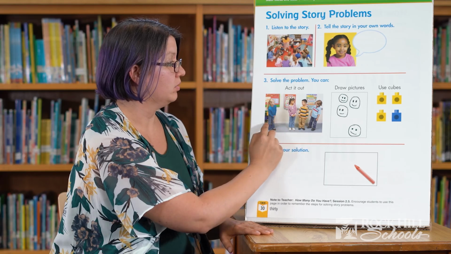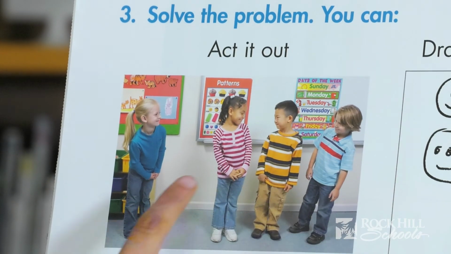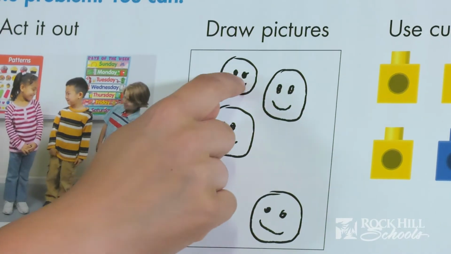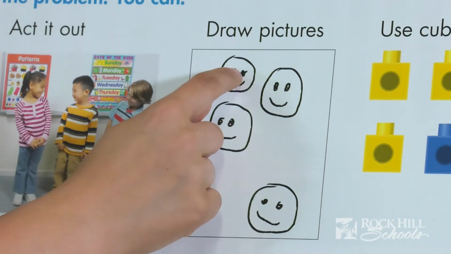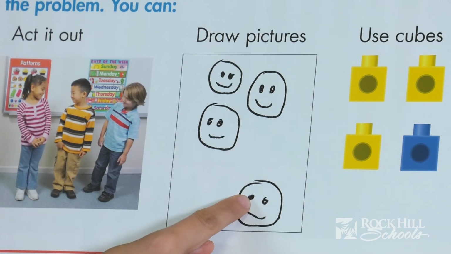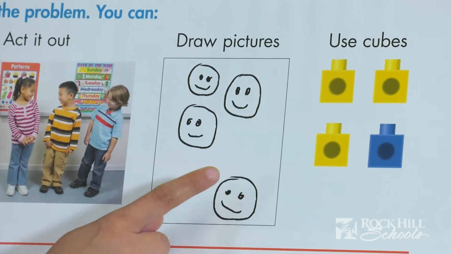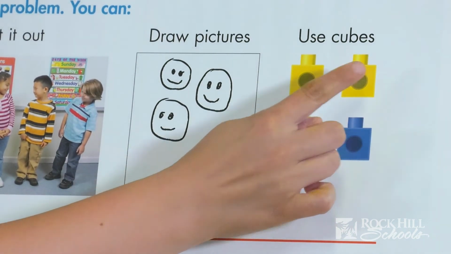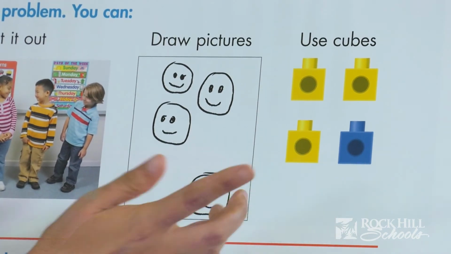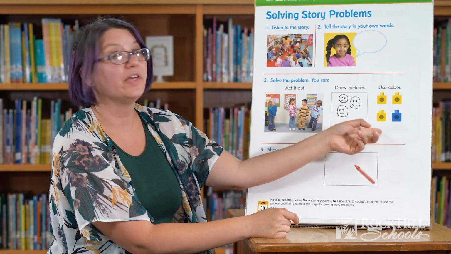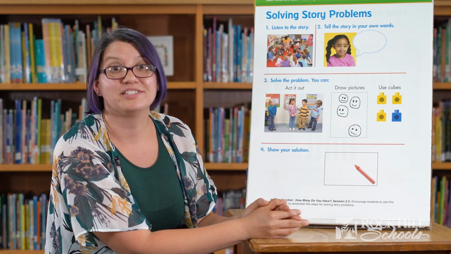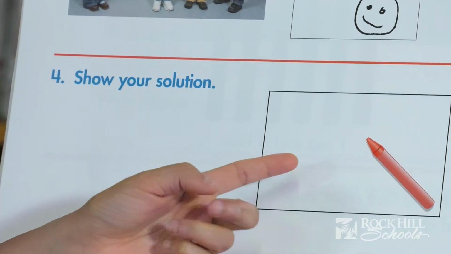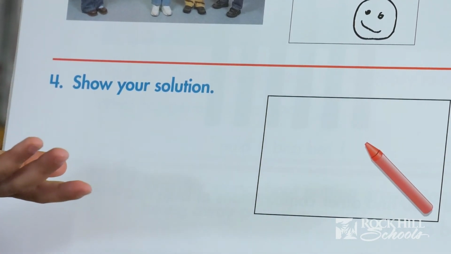Do you see how we got 4? Let's count the kids. 1, 2, 3, 4. 1 plus 3 is 4. Let's look at this way. We have 3 and 1. Let's see if it's 4. 1, 2, 3, 4. Look at that. So if you draw it, you get the same answer. Let's check the cubes. 1, 2, 3, 4. All these different ways, they all work. They're all strategies that give you the answer. And if you were going to write your answer, what would we write right here? Yes, we would write a 4.